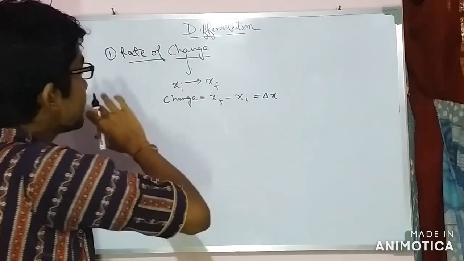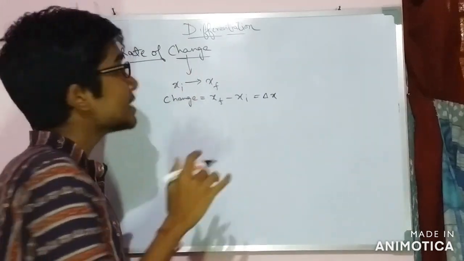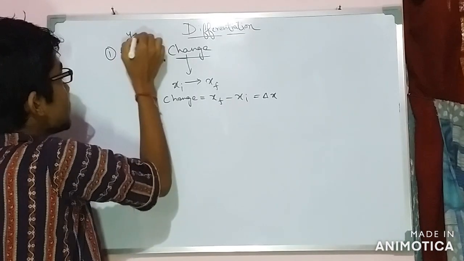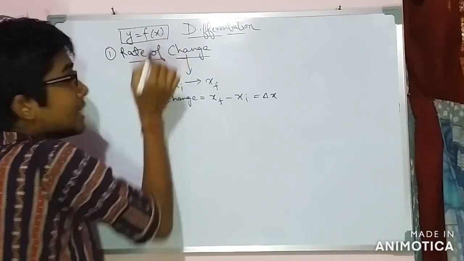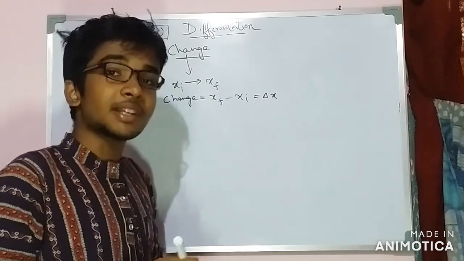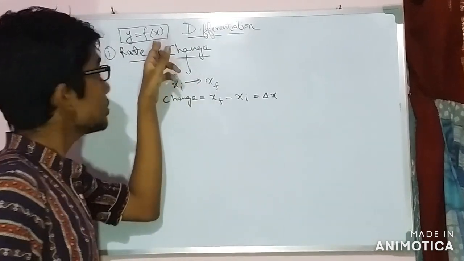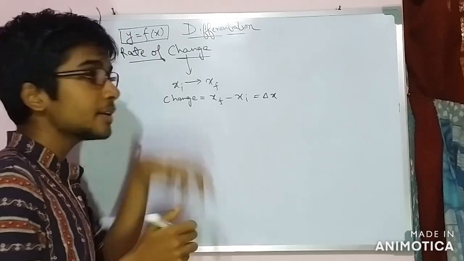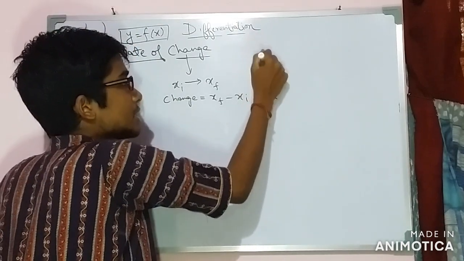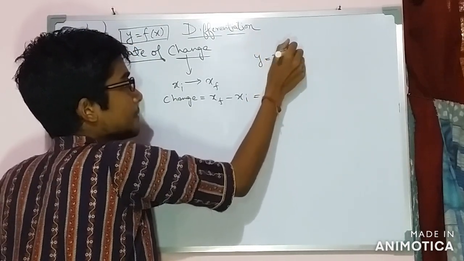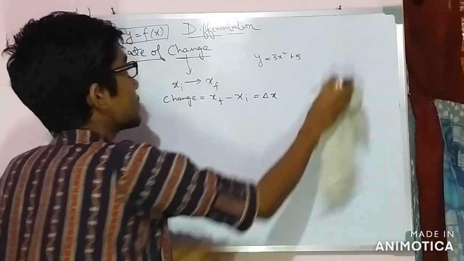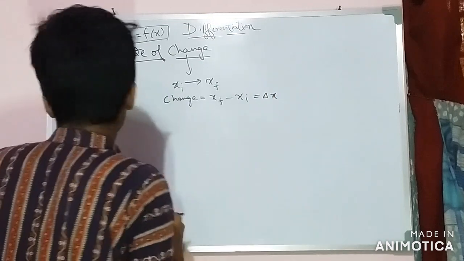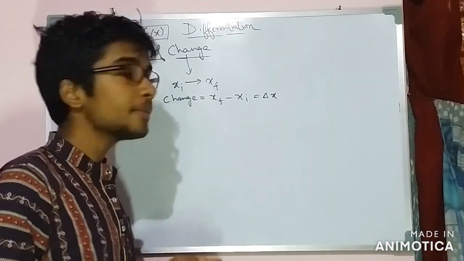Similarly, in differentiation we consider that y is a function of x. In last class I had also told you what a function is, that is, corresponding to a value of x you will get a value of y. For example, you can have a quadratic function like y equals 3x squared plus 5. So this is an example of a function. You will learn functions in detail in mathematics.